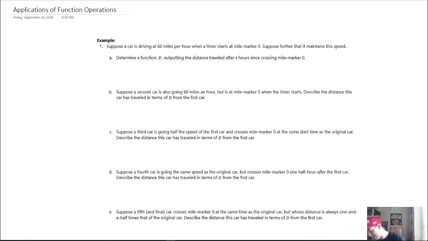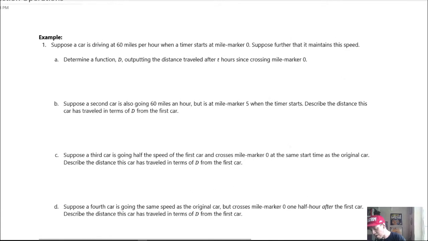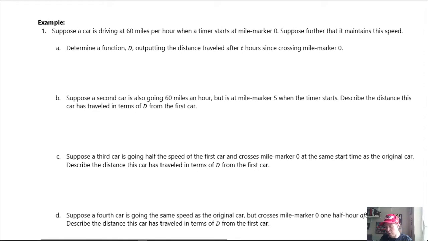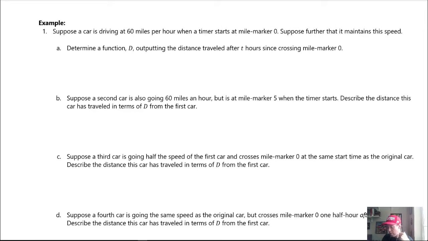So let's get into this example where we have a car driving 60 miles an hour when the timer starts at mile marker 0. So at time 0, this car is going 60 miles an hour through mile marker 0, driving, we're assuming, in a straight line, going 60 miles an hour, nothing in its way, staying at 60 miles an hour. So suppose further that it maintains this speed. We're going to start by just determining the function d, outputting the distance traveled after t hours since the car has crossed the mile marker 0.